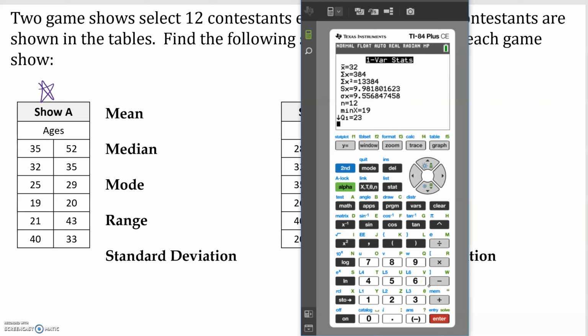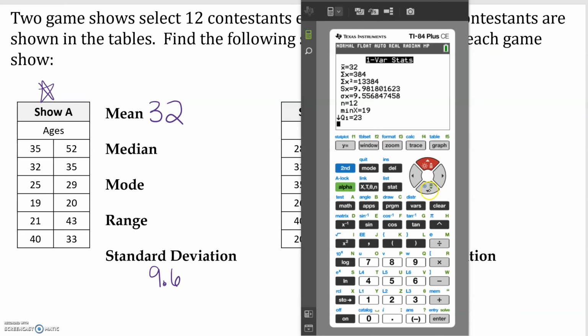So that first one there is 32. So remember that that number is your mean. Then we also have our sigma x. That's our standard deviation. So our standard deviation is about 9.55. So we're going to round that to 9.6 there.